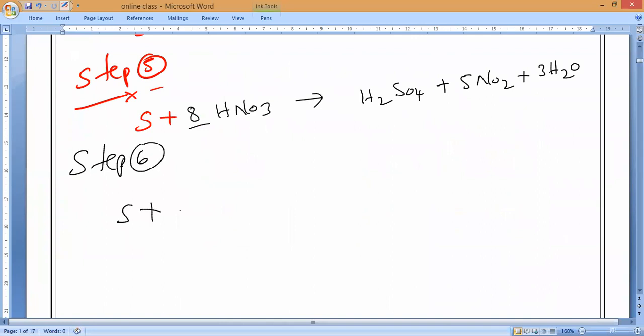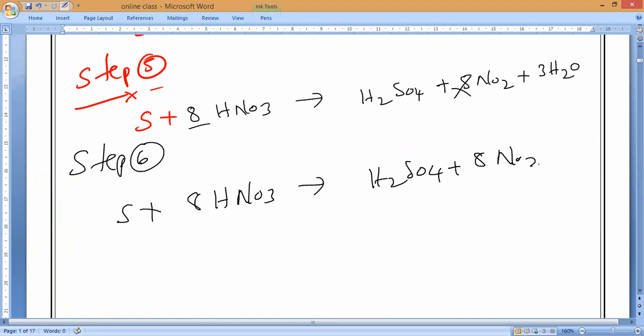Step 6. So sulfur plus 8HNO3 will give you H2SO4 plus, instead of 5, what can I write? 8NO2 plus 3H2O. So what will happen? My oxygens alone, count it.